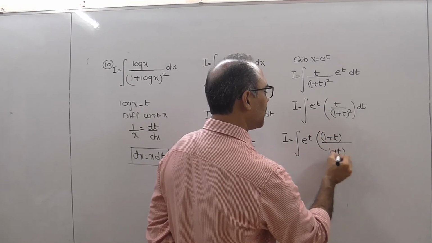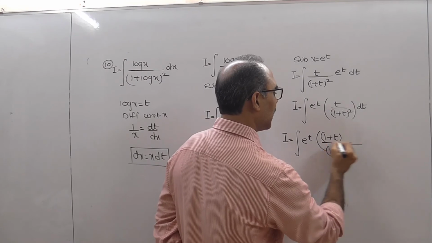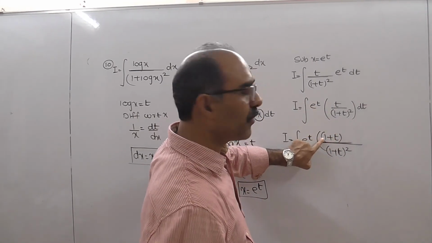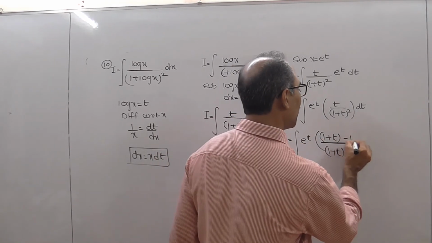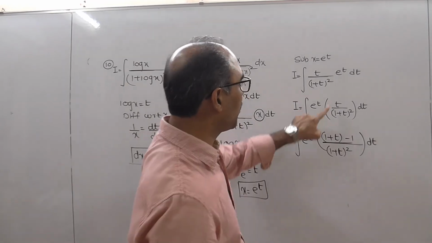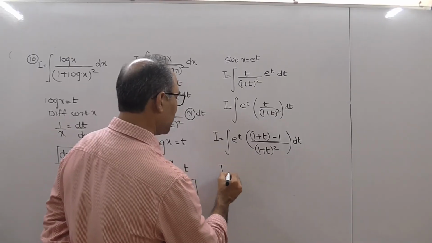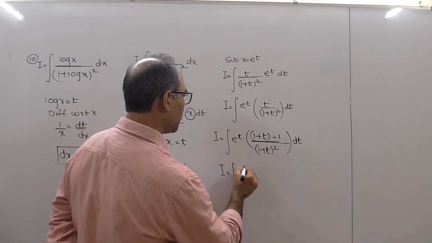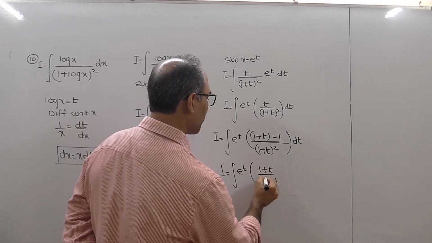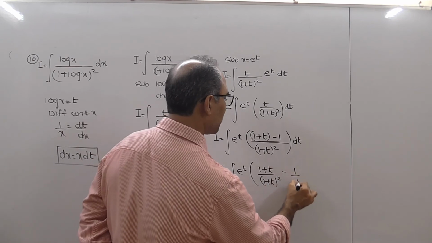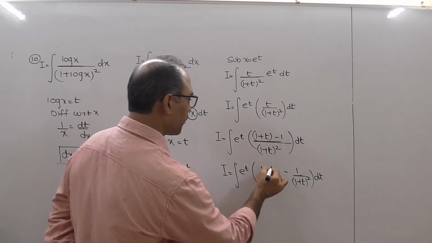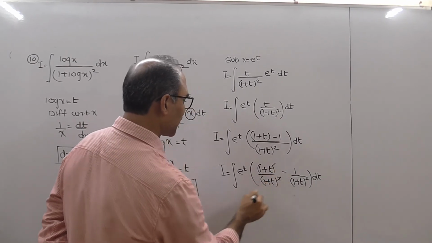You have to do adjustment 1 plus t the whole square, and since originally what was it? T. You have a t. What have you added? Plus 1. Plus 1 means you write minus 1. Now if you open up the numerator, I think you'll get t. You can write this as I equal to integration e raised to t, 1 plus t the whole square minus 1 plus t the whole square dt. I think this gets cancelled.